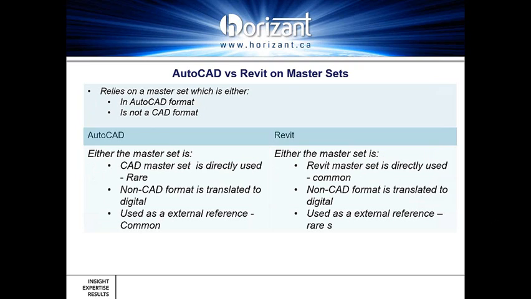We're going to talk about the prep, which involves the master sets. Whether you're going AutoCAD or Revit, it's going to rely on the data of a master set. And that master set's either in an AutoCAD format or it's not in any kind of CAD format. This is the set that the architecture consultant will give you when they conclude your building's done.